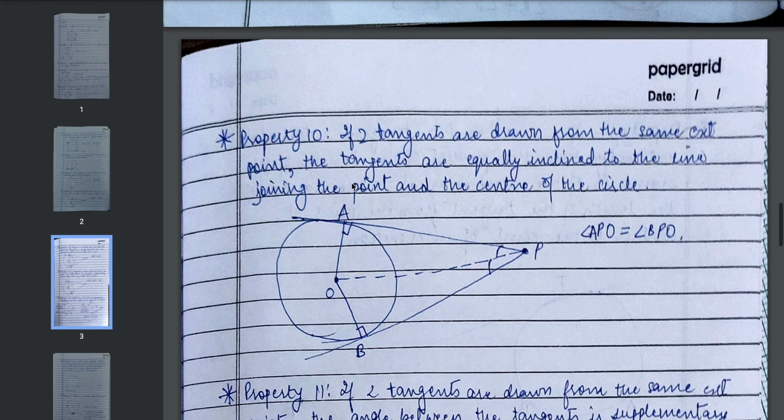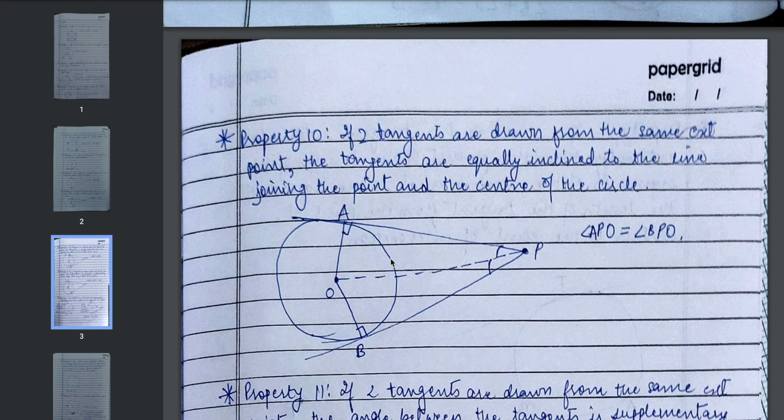The next property is, if two tangents are drawn from the same exterior point, the tangents are equally inclined to the line joining the point and the center of the circle. Meaning, if again it seems quite complicated like this, let's break it down. If two tangents are drawn from the same exterior point, we know that PA and PB will be equal. The tangents are equally inclined to the line joining the point and the center of the circle.